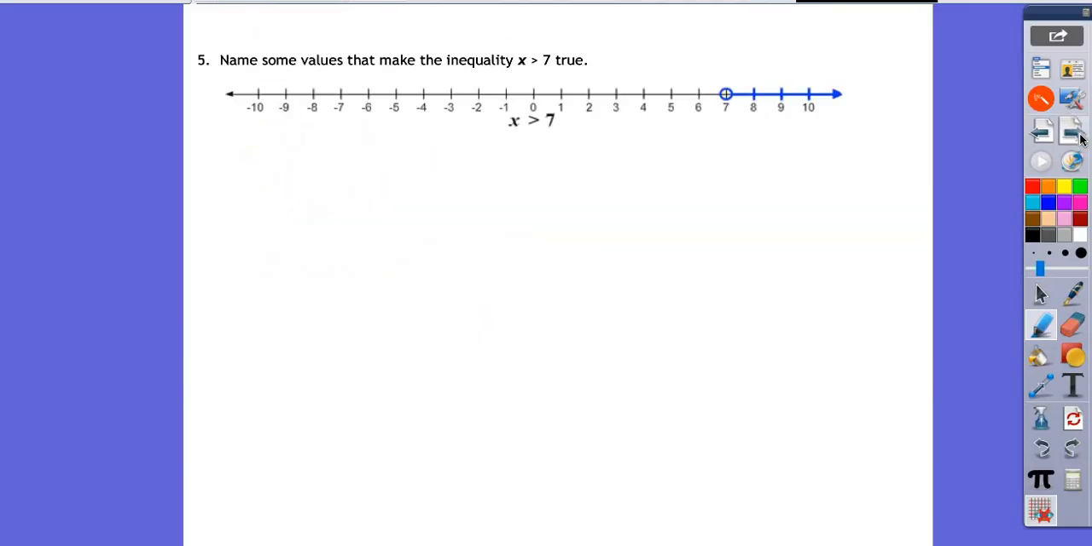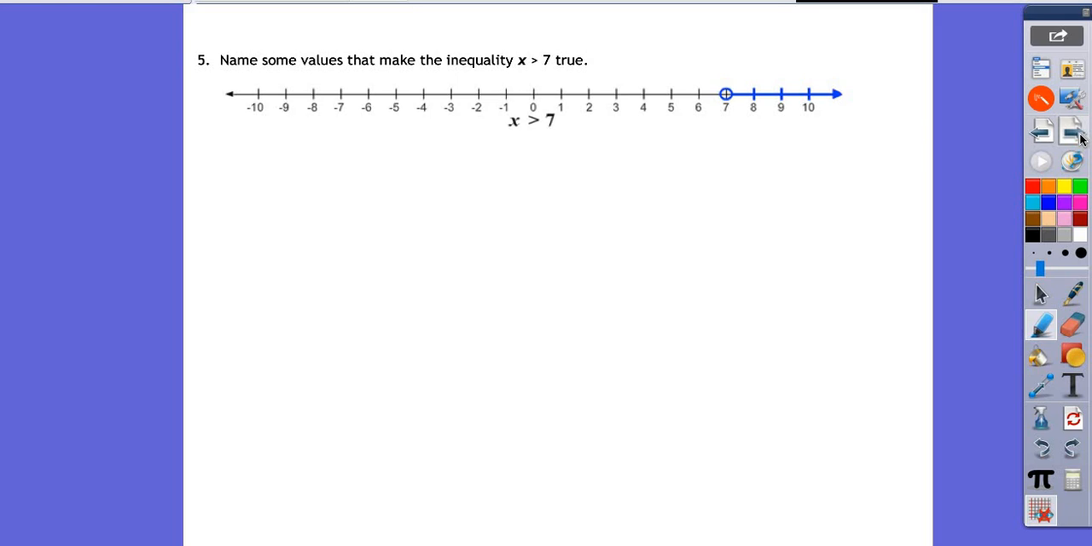Okay, moving to number 5, it says name some values that make this inequality x greater than 7 true. Well, can 7 be greater than 7? No, that's why it has an open circle, because 7 is not included. There's a hole in the graph. So if there was an equal to sign, what would this circle be? Closed, because it could be equal to.